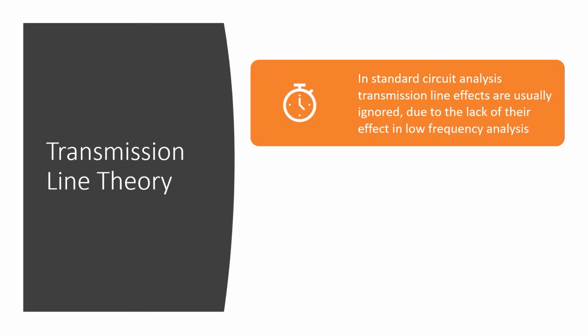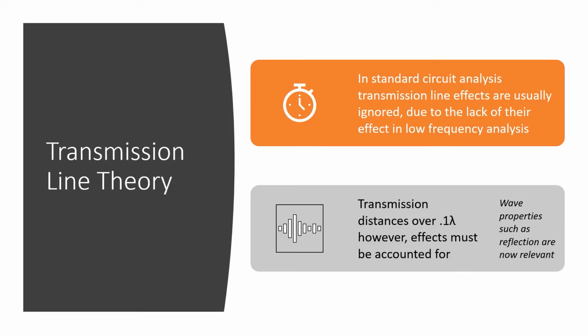In order to talk about TDRs, time domain reflectometers, we have to talk about transmission line theory first. In standard circuit analysis, transmission line effects are usually ignored due to the lack of their effect in low frequency analysis. But when you have transmission distances that are over 0.1 of the wavelength of the frequency of the waveform you're sending, the effects must be accounted for. This is because wave properties such as reflection are now relevant.